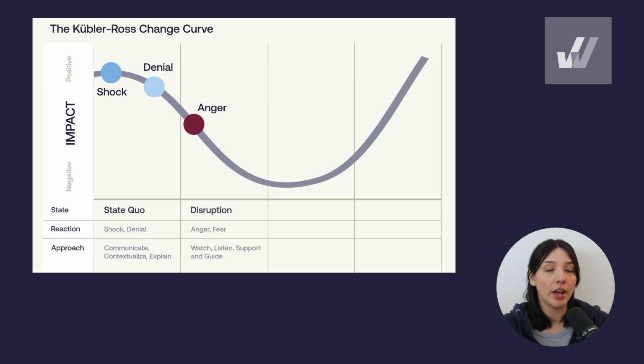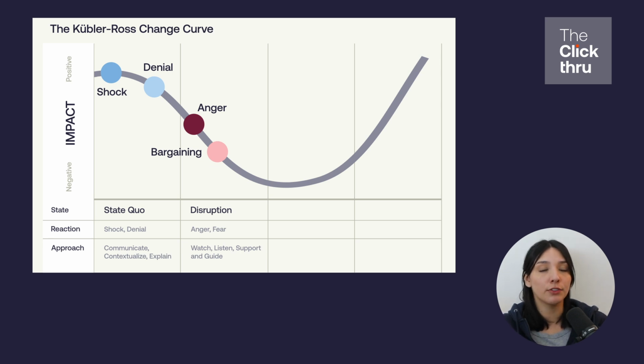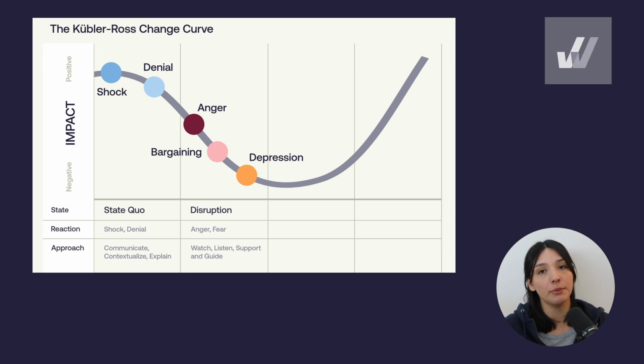Anger surfaces when employees begin to realize the change is real. They might express frustration, blame leadership, or resist further. Bargaining. During bargaining, employees might try to negotiate or compromise to delay or minimize the change's impact. This is a critical phase for building trust. Depression. Depression occurs when the reality of the change starts to sink in. Employees might feel overwhelmed, unmotivated, or unsure about their role in the new environment.